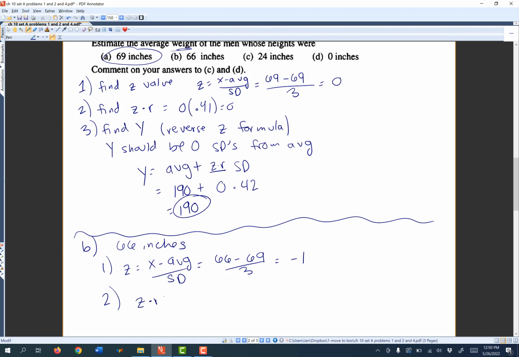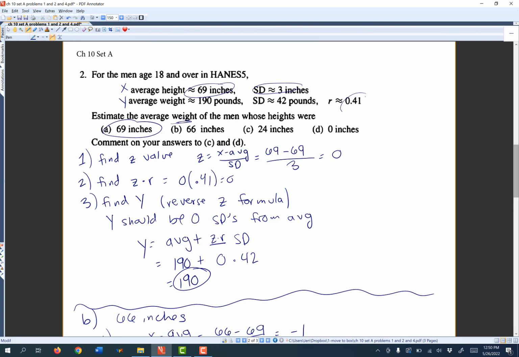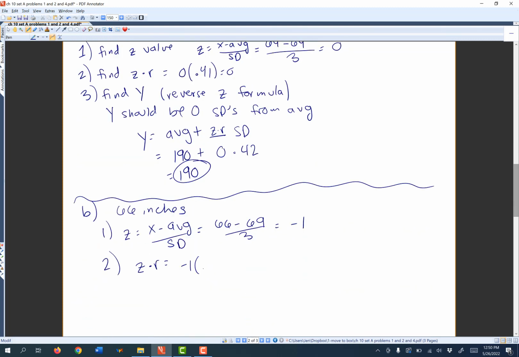Step 2, we're going to find Z times R. So Z was -1. My correlation was 0.41, which equals -0.41. So we're going to expect the Y to be about 0.41 SDs below its average. Again, we use that times R because we just get better predictions.